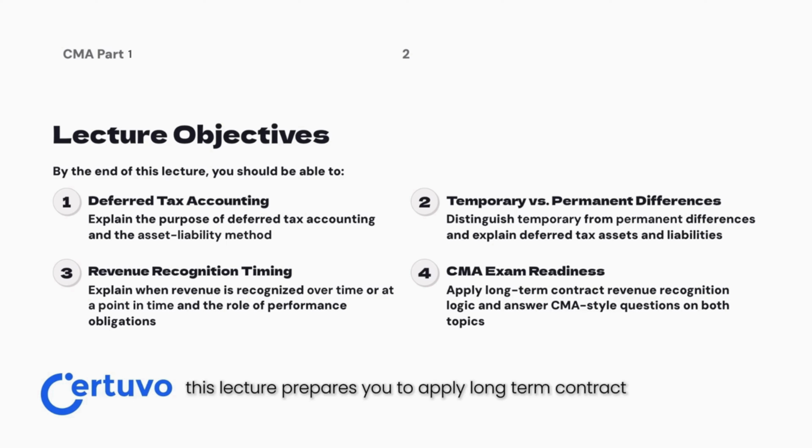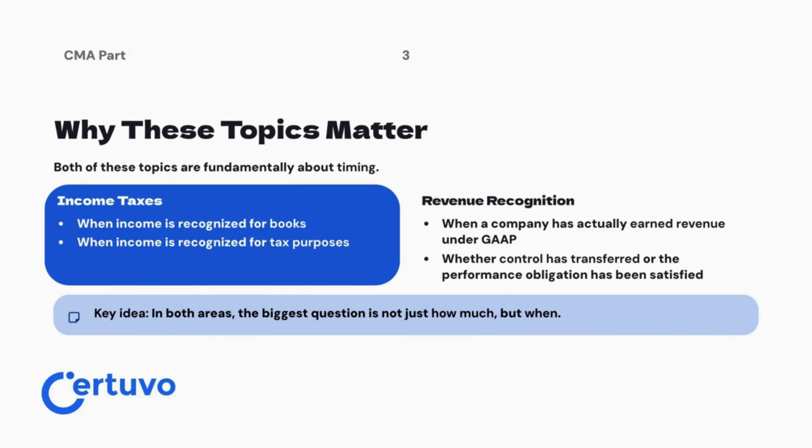Finally, this lecture prepares you to apply long-term contract revenue recognition logic and answer CMA-style questions on both income taxes and revenue recognition. So this is not just a definition-based topic. It is a timing, classification, and exam application topic. As we go through the lecture, keep asking yourself, what is being recognized? When is it being recognized? And does that timing create a future tax or revenue effect? Let's move to Slide 3.